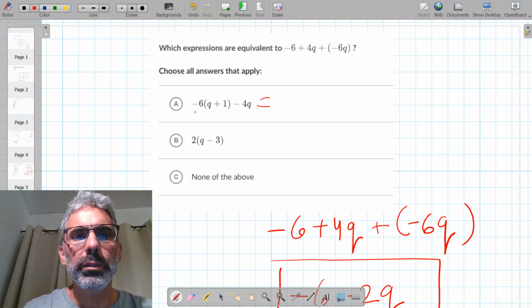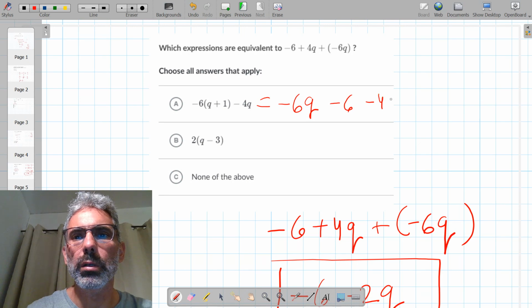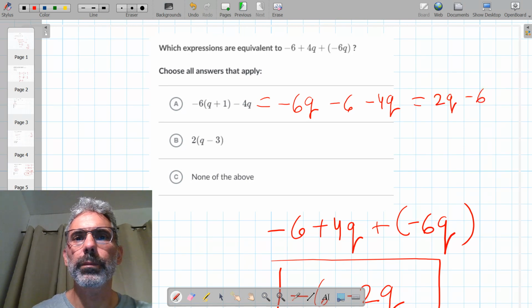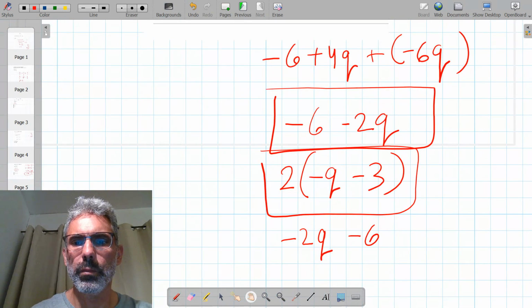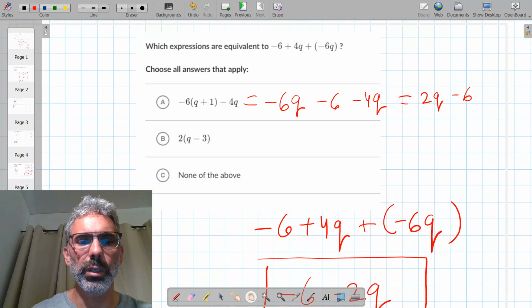Okay, let's see. This: minus 6 times q minus 6, this is minus 6q, minus 6 times 1 is minus 6. This is minus 4q. So 6 times 4 is 2q minus 6. Okay, so this is incorrect.